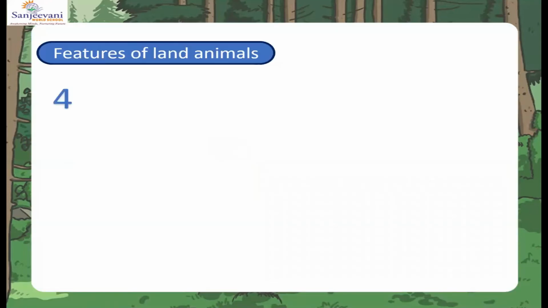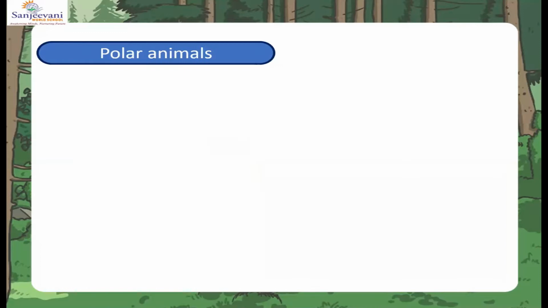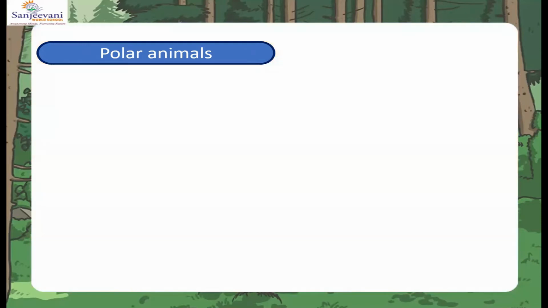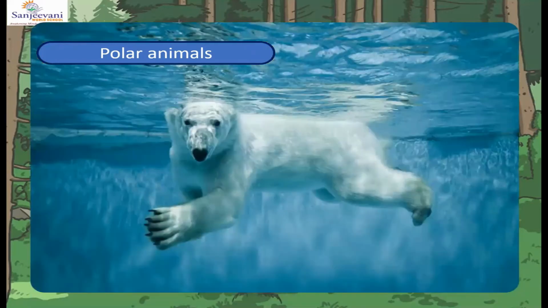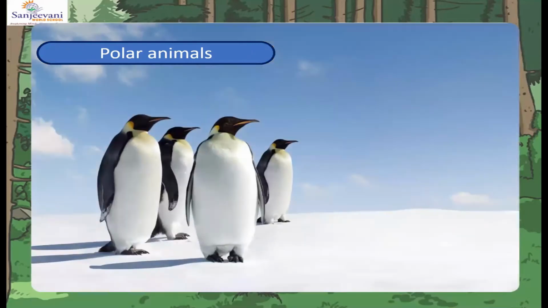Number four, they have well-developed sense organs to help them to look for food and to feel changes in their surroundings. Polar animals. Some animals, such as the polar bears, live in very cold places. They have thick fur to protect them from harsh cold. They also have a thick layer of fat under their skin.